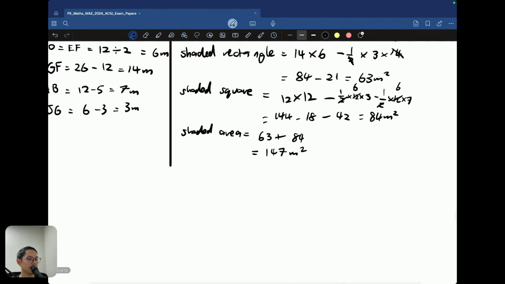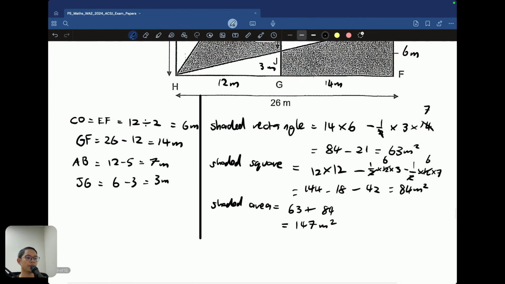And there you go. That is the whole of the ACS Junior assessment 2 for Primary 5 Maths. And that's about it.